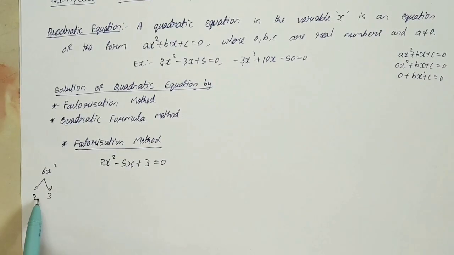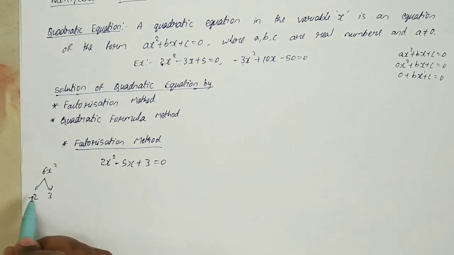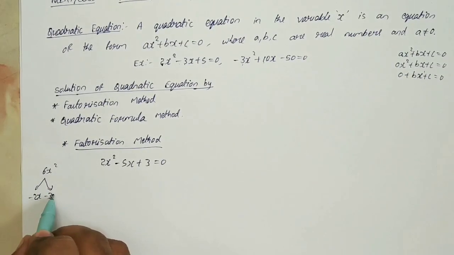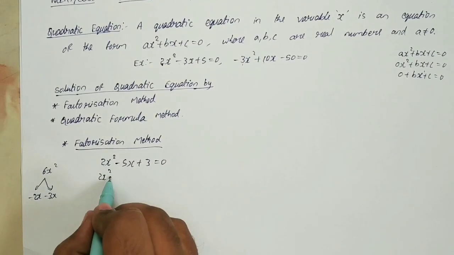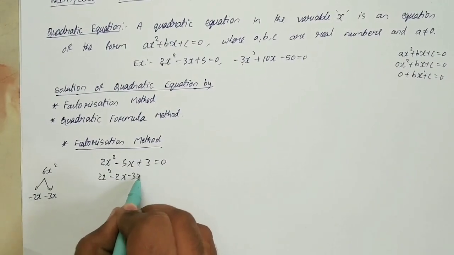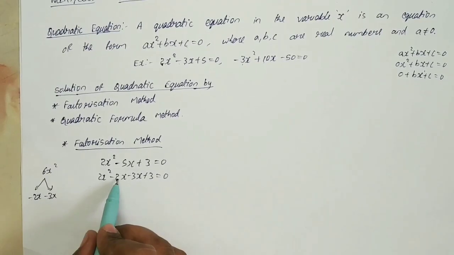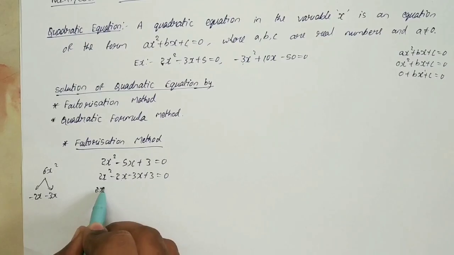So if we add both the numbers, 2 plus 3 we will get 5, right? But here the sign is minus 5. So I will write minus for both the numbers. Now minus 2 minus 3 will get minus 5, right? So here x square is there, here 1x, here 1x. So 2x square as it is. In place of minus 5x, I will write minus 2x minus 3x plus 3 is equal to 0, right? Now what is common in the first two terms? 2 is common and x is also common. So I will take 2x common.